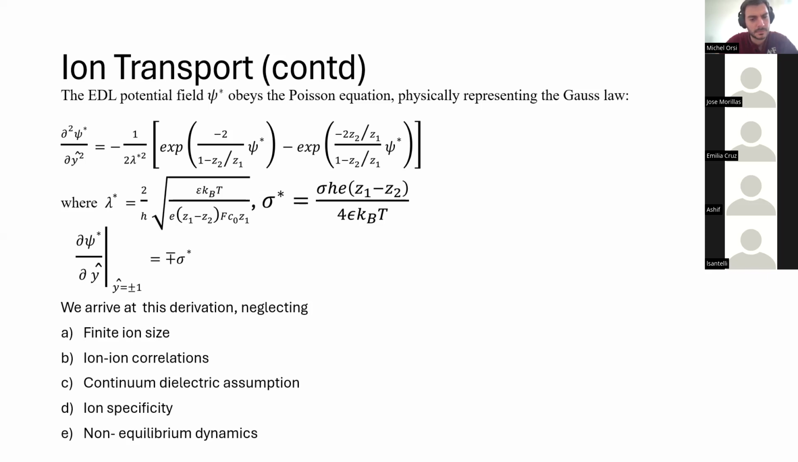Ion-ion correlations: the PB model assumes ions are non-correlated. However, at high ionic strength or in solvents with low dielectric constants, ion-ion correlations become significant. Counter-ion attractions can form structured layers and cause oscillatory charge distributions near surfaces. Continuum dielectric assumption: the PB model assumes the solvent is a uniform dielectric medium, ignoring the finite size of water molecules and their ability to form hydration shells around ions.